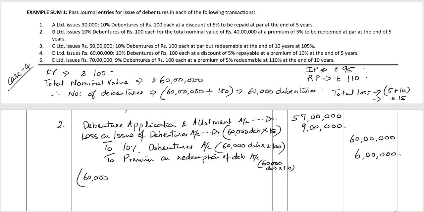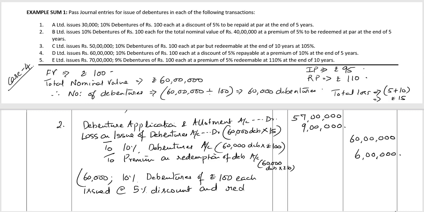Narration: 60,000, 10% debentures of rupees 100 each, issued at 5% discount and redeemable at 10% premium.